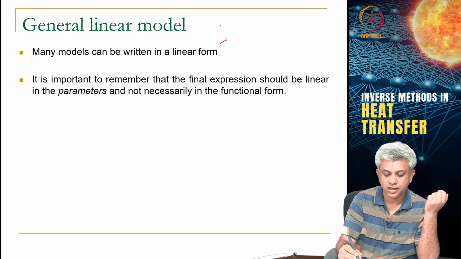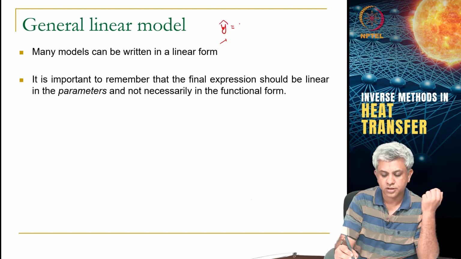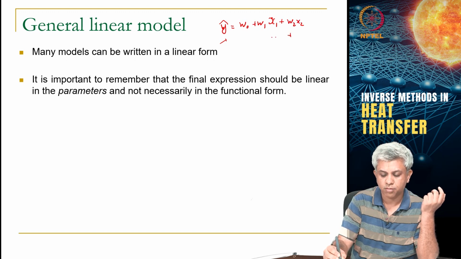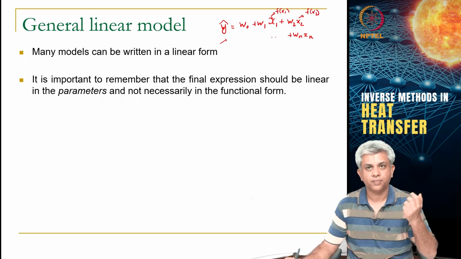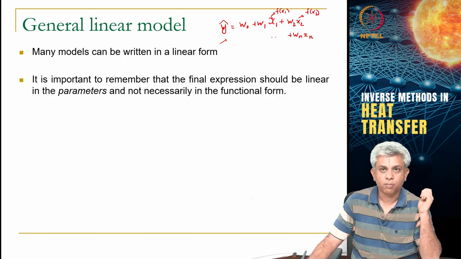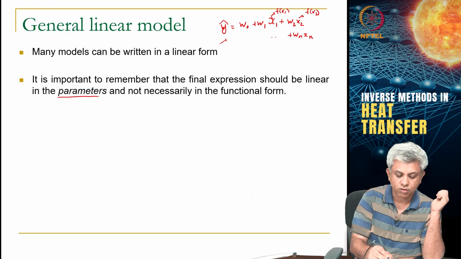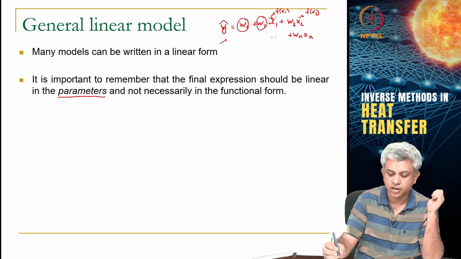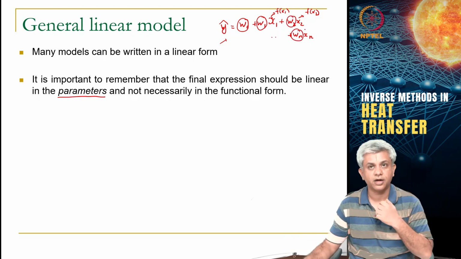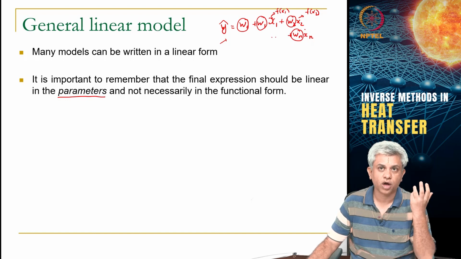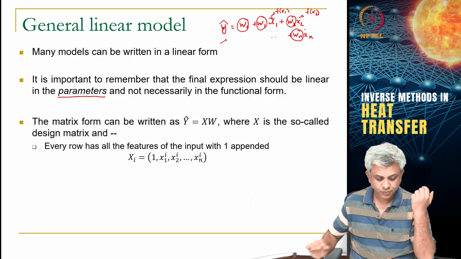The general trick is that if you have any model and it can be written in the form y hat equal to some w0 plus w1 times x1, w2 x2 up till wn xn, and in fact this could be some other function of x1 also, and this could be some function of x2 also. Any of these cases is linear provided it is linear in the parameters. Okay, so linear in the parameters means it should be linear in w0, w1, w2 and wn. So that is where we started. That is what we call a generalized linear model.